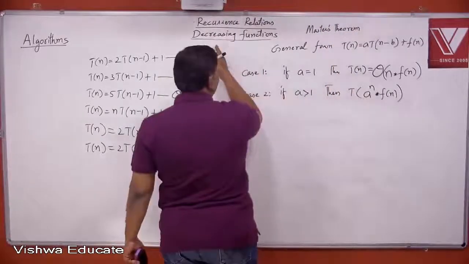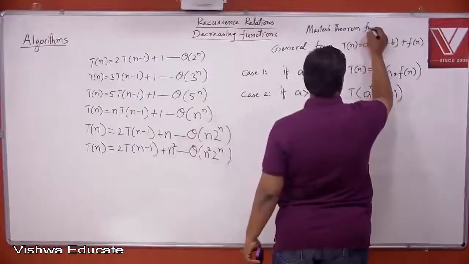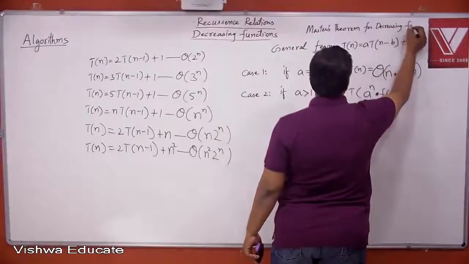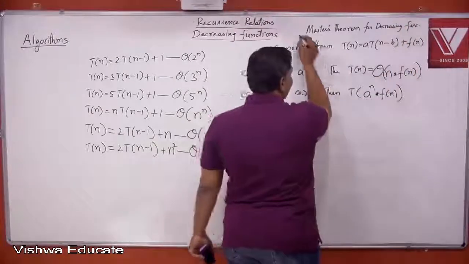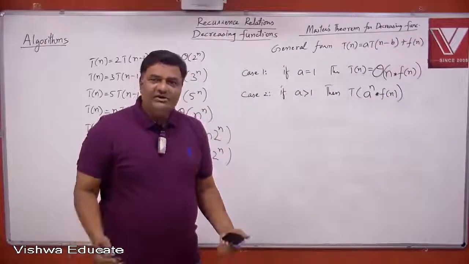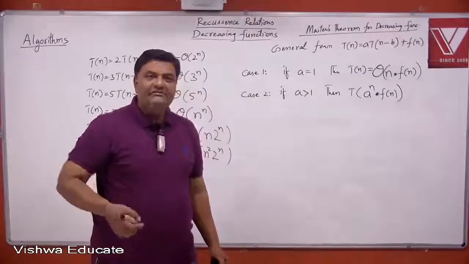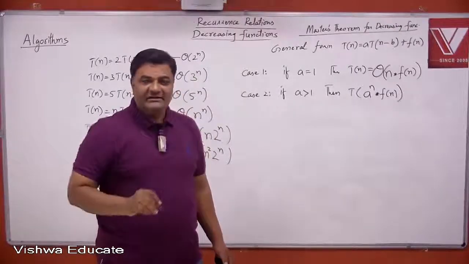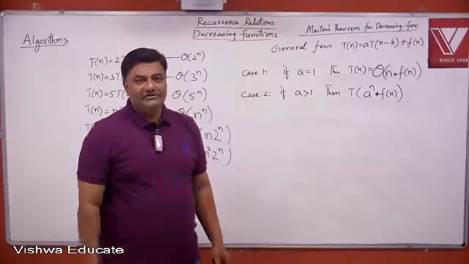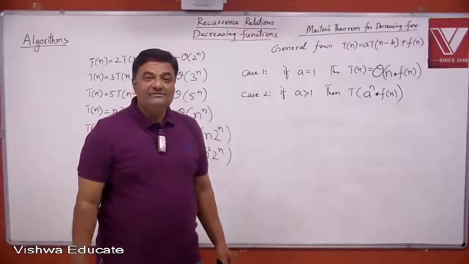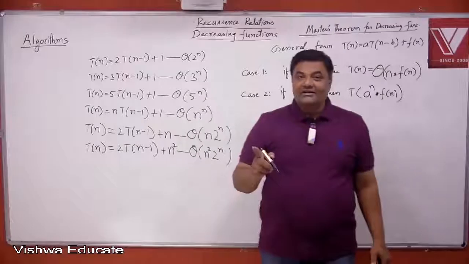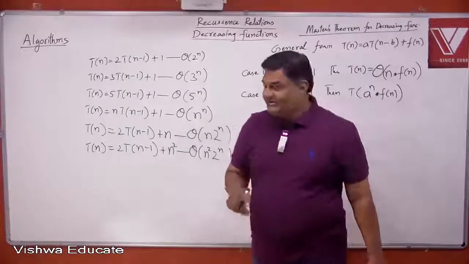Master's theorem for decreasing functions. So Master's theorem, we got it from our own observation. Yes, we have observed that, okay, this is the answer, the direct answer. We were able to find the direct answer. That observation itself is a theorem here, right? So it is Master's theorem for decreasing functions. There is one more Master's theorem for dividing functions. That we will see afterwards.